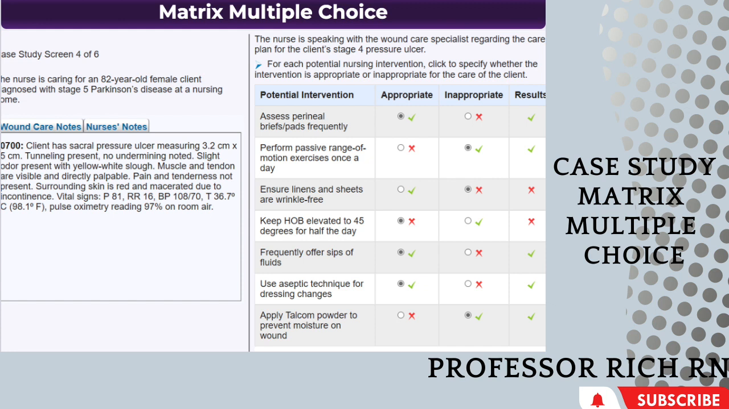So that third column where it says results is going to be if it was correct or incorrect. Okay. So as you can see, the first one says assess peripheral pulses frequently. That's an appropriate intervention. So hopefully you would circle that box. Then you're going to perform passive range of motion exercise once a day. That's an intervention, but that's not really related to this patient who has a stage 4 pressure injury or pressure ulcer. So it's inappropriate, so you would check that box. And then you would continue on all the way down. So there's essentially 7 questions within this one matrix multiple choice. And again, we're looking for cues and we're looking for that clinical judgment piece.